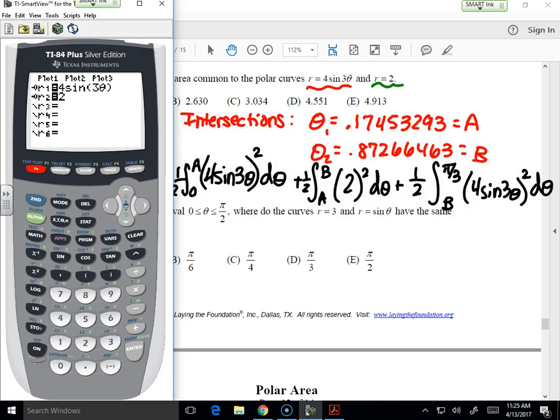Who's going to find the second? Oh, 5 pi over 18, yeah. Because you would have had sine of 3 theta equals 2 over 4, which is 1 half. And sine equals 1 half at pi over 6 and 5 pi over 6. It's going to be negative in the other quadrant. So then you would divide both by 3. Does that make sense? So A should be pi over 18 and B should be 5 pi over 18. Does that make sense?